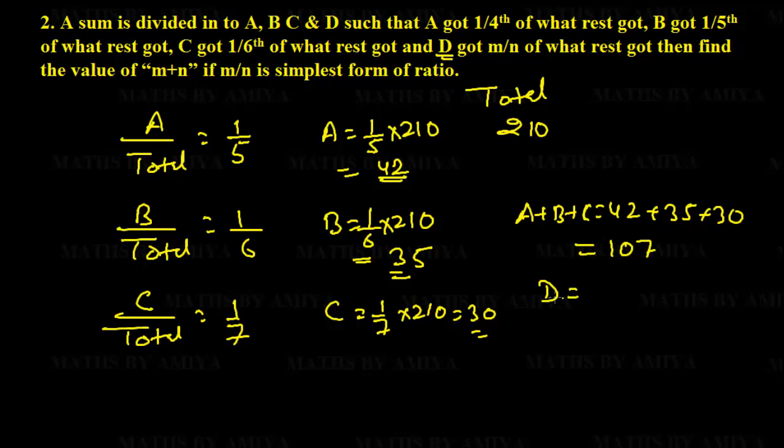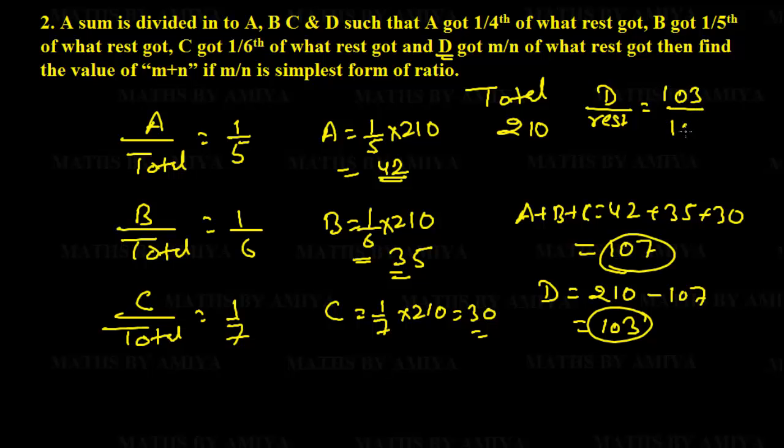What would D get? D would get the remaining amount, 210 minus 107, that is nothing but 103. So our question is D got M by N of what rest? Means we are looking for D upon rest. D got 103 and rest is 107. Is anything common between two? No. So this is our simplest ratio form. If there would be anything common, we'll divide.